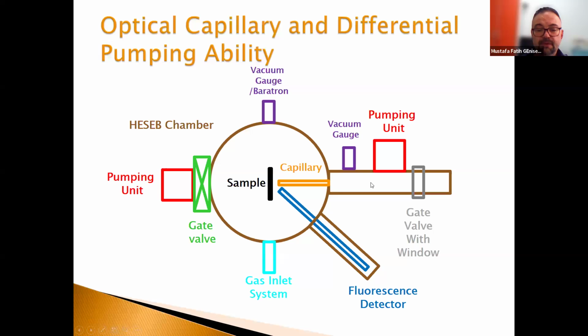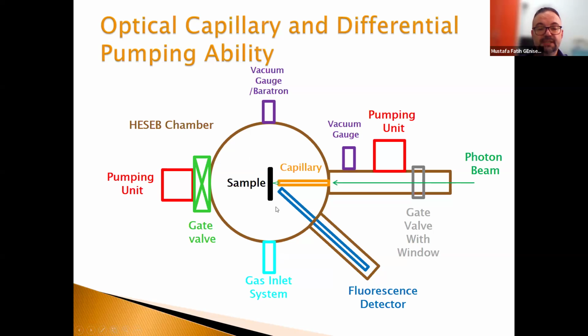Before our chamber, we have a front end and a pumping unit. And we have a valve in here. This valve is a special valve. It's not a complete valve. It's a gate valve with a window. Why is it important? Even when we close this valve, the photons go through this valve and hit our optical capillary. The diameter of the optical capillary is 20 micron in that part, which is so small.